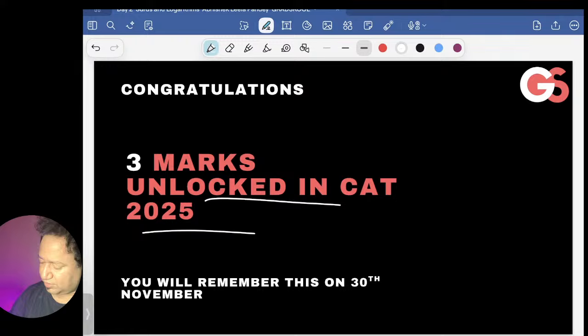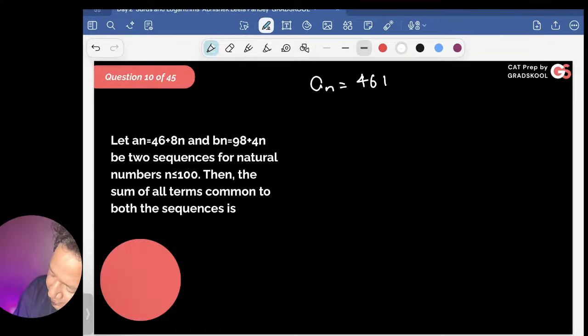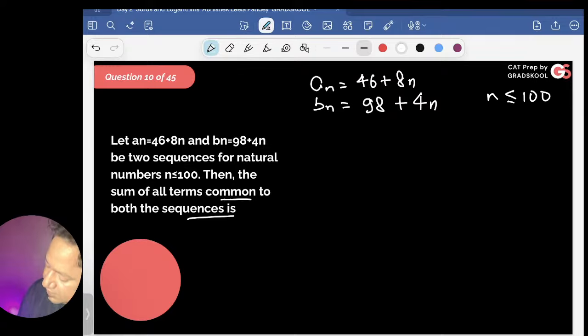Within a few seconds. Here is the next question which says an is equal to 46 plus 8n and bm, वो थोड़ा उल्टा सा लिखा तो मैंने ठीक कर दिया उसको, for n, m being natural numbers less than equal to 100, are two sequences. Sum of all terms common to both sequences is what? Okay, you have 2 minutes to solve this.